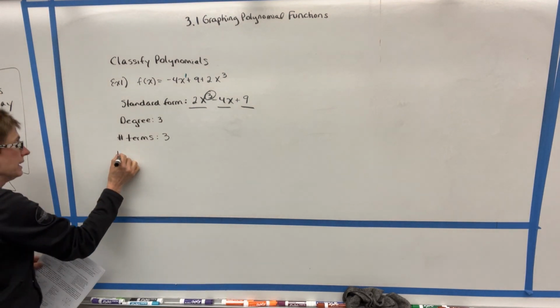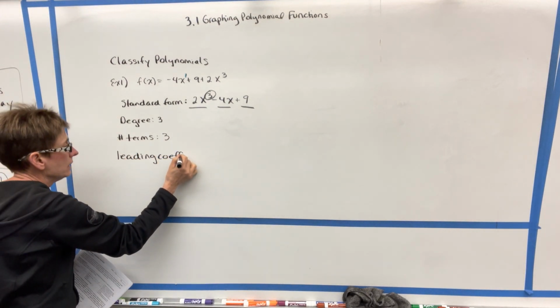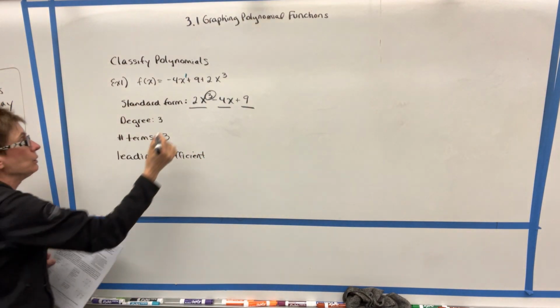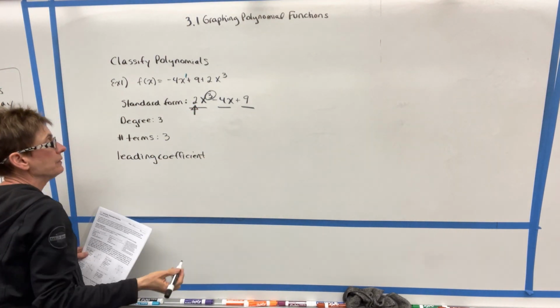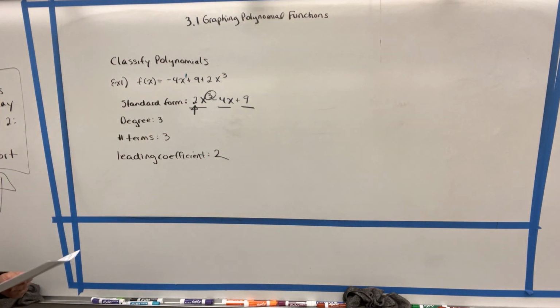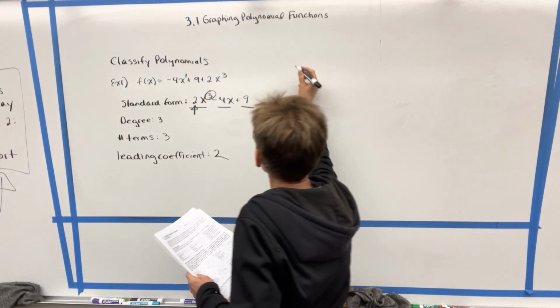And then the last vocabulary word here is leading coefficient. Leading coefficient is a term we'll use a fair amount. The leading coefficient is the number in front of the x to the highest power. So in this example, it would be the number 2. So classifying polynomials is really important.